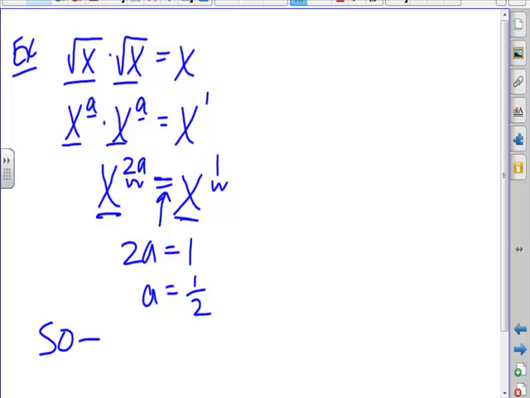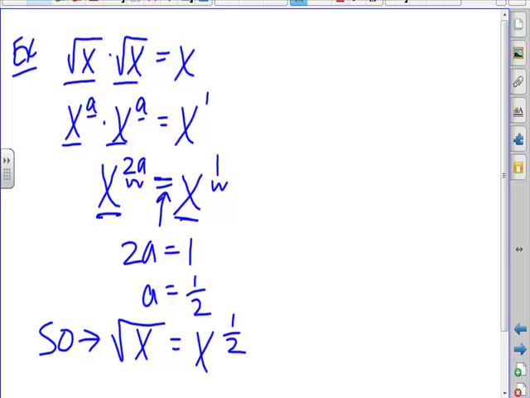So, from here on out, you need to always remember that radical x, square root of x, can also be written x to the 1/2 power. And if you ever forget it, you can always play around on your calculator. Now, not everything is square root. Sometimes we have cube roots or fourth roots or whatever other roots.